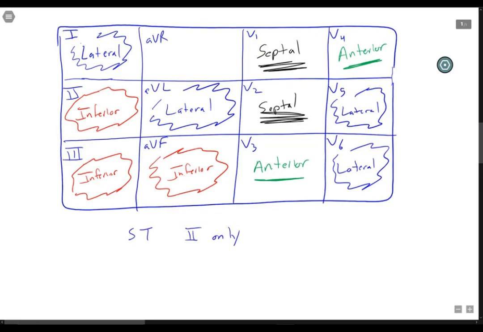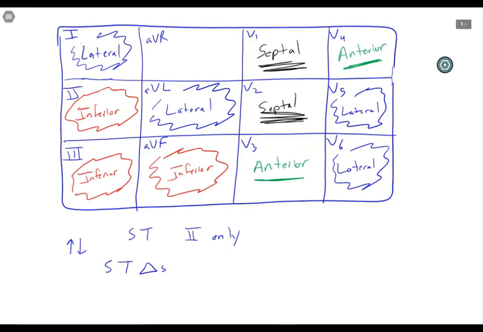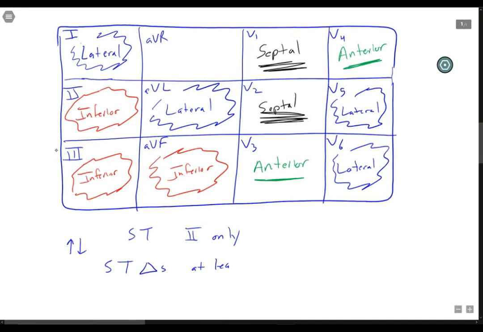So for ST changes, I'm going to put a delta S. Delta means the change, so this will refer to either elevation or depression of the ST segment. So an ST change must occur in at least 2 contiguous leads. Now, hopefully I spelled contiguous correctly. What that means is, for the inferior portion of the heart, 2, 3, and AVF, you have to have at least 2 of those 3 show an ST change.